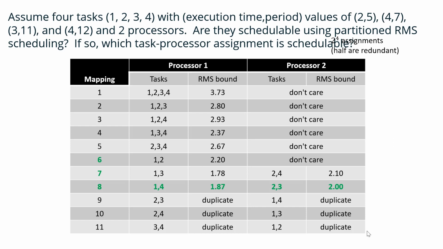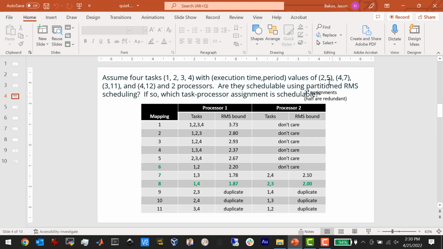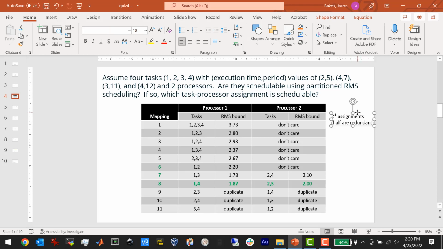I don't know why that's glitched, but yeah, there's 2 to the 4th power assignments. Is that right? Is it 4? Wait, no, I'm not reading that right. Hold on. Yeah, 2 to the 4th power. Yeah, that's right.